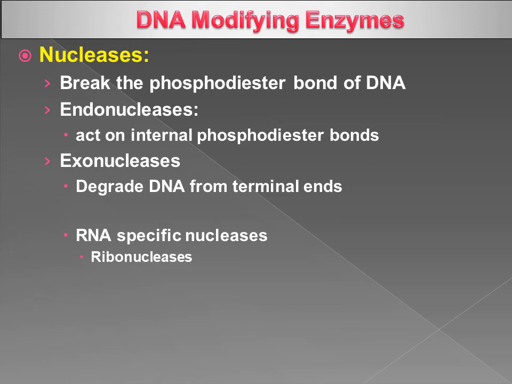There are different examples of endonucleases and exonucleases. You can also refer to the book Biotechnology by Satyanarayana, where you will get all the examples. Further, there are RNA specific nucleases. Besides the DNA cutting enzymes, there are RNA specific nucleases which are referred to as ribonucleases and also called RNases.